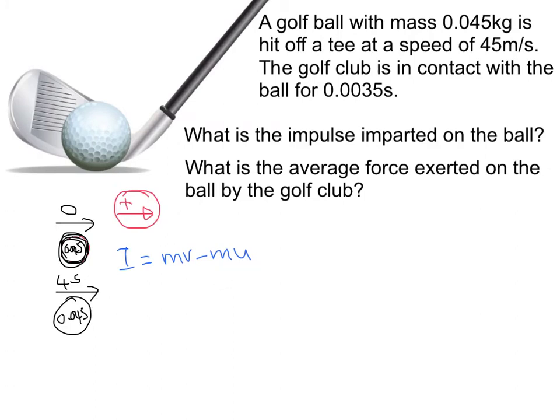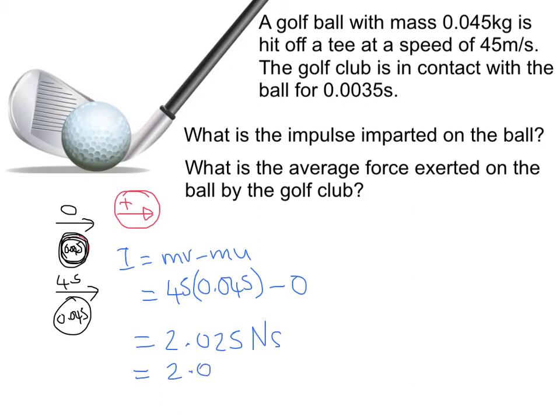Then we subtract the initial momentum, which is just 0 times 0.045, so that is 0. So we get mass times velocity, which is positive, minus mass times velocity: 45 times 0.045 is 2.025 Newton seconds. Don't forget the units on that, and usually I would give that to 2 significant figures in my final answer. And so that's 2 Newton seconds.